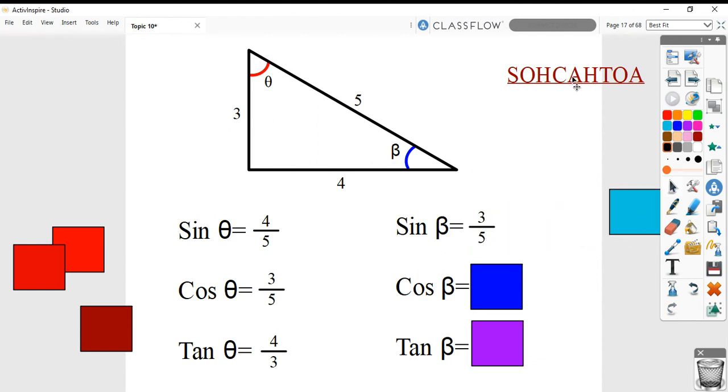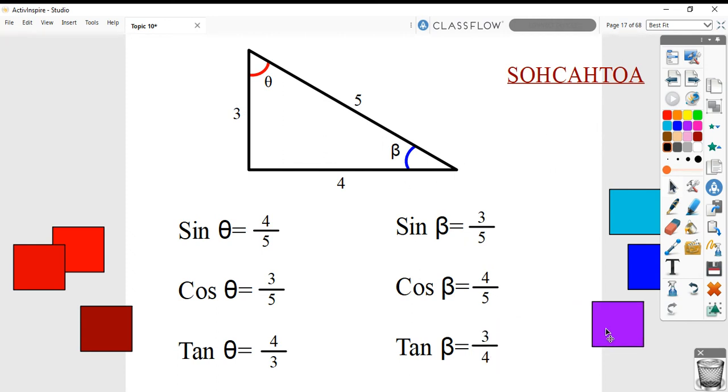Cosine, caught another hippie, we've got adjacent over hypotenuse. Now, unlike before, 3 is no longer the adjacent side; 3 is now the opposite side. That means 4 is the adjacent, so we've got 4 over 5 for adjacent over hypotenuse. And TOA, tripping on acid, would be opposite over adjacent. So instead of 4 over 3, we're switching those around. We've got 3 over 4.